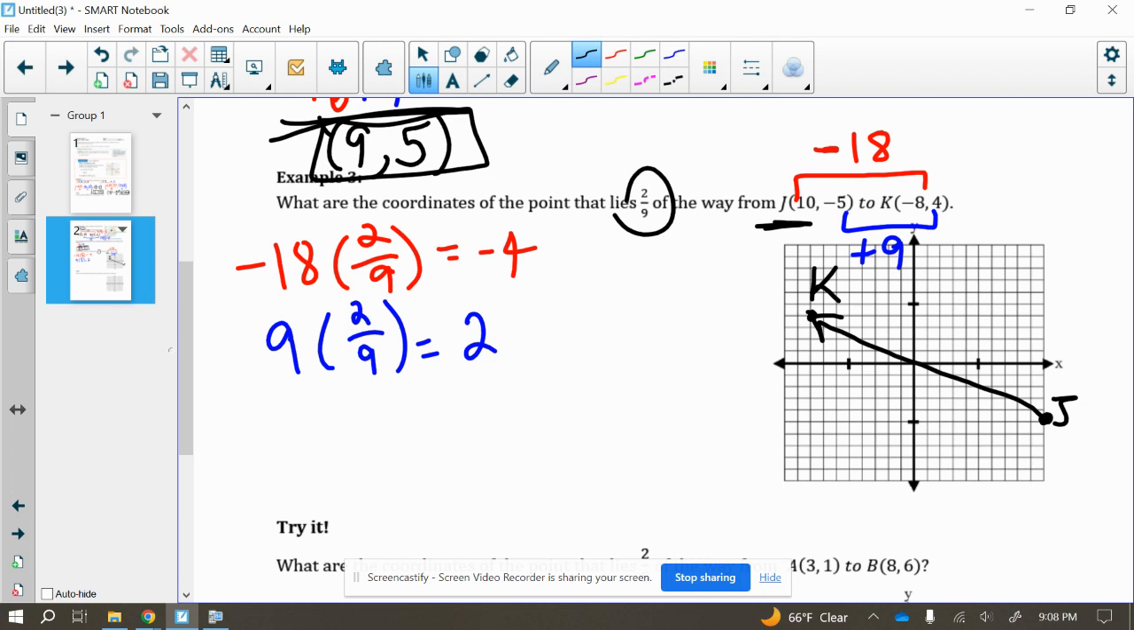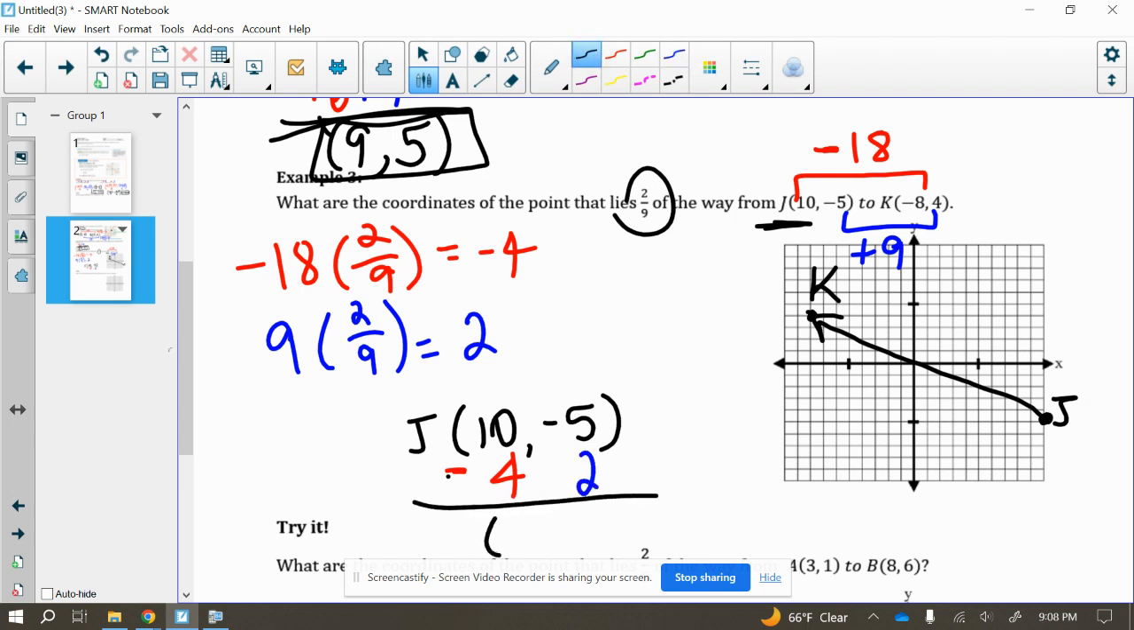So again, we are starting at point J, and instead of moving all the way to point K, we're moving to the left 4 instead of 18, up 2 instead of up 9, for a total new point at 6, -3. Now again, that answer makes sense because if we check out in the picture, we can see that our point looks like it's only 2/9 of the way from point J.